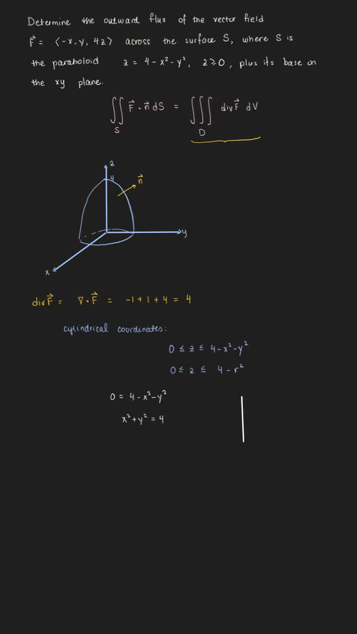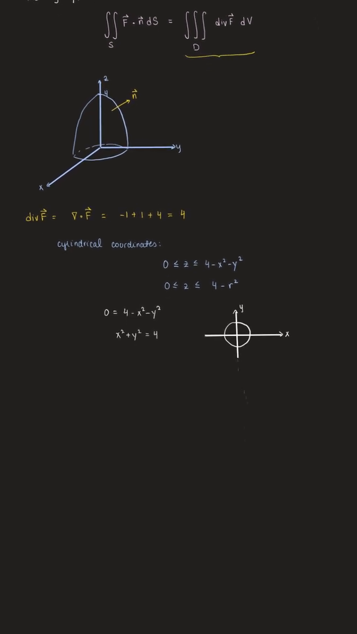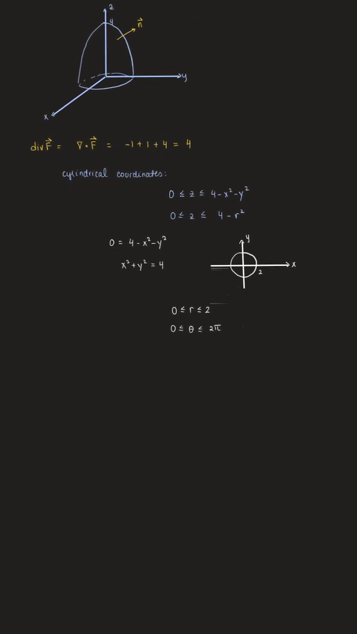And since we're using cylindrical coordinates, we just need to figure out the bounds for r and theta. So there on our xy plane is our region, and it's a circle of radius 2. And so that tells us that we can let r go from 0 to 2, and theta will go all the way around the circle, so theta will go from 0 to 2 pi. And so now we can set up our triple integral for the divergence theorem to calculate the outward flux of the field through the surface.